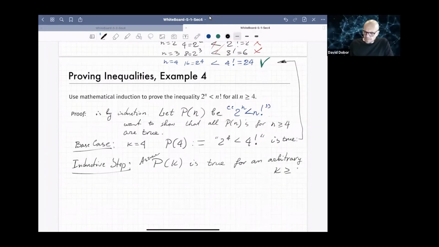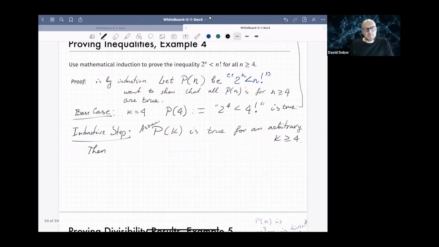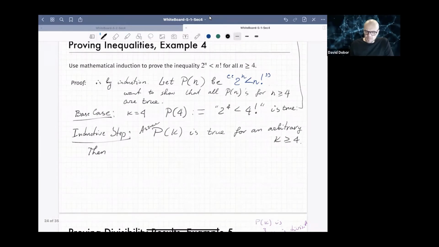For any k greater than or equal to 4, assume that P of k is true. Then I'm writing down P of k plus 1. What is it that I am proving? Exactly what you just told us: 2 to the k plus 1.